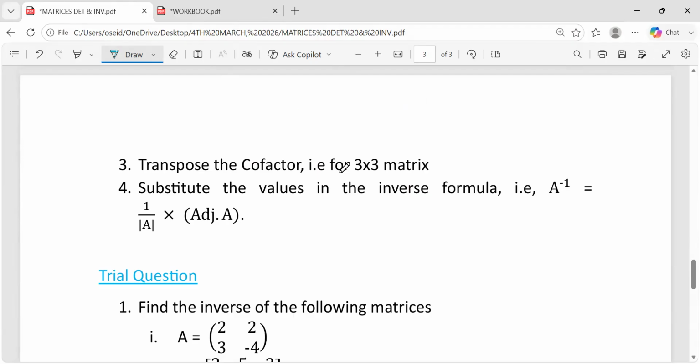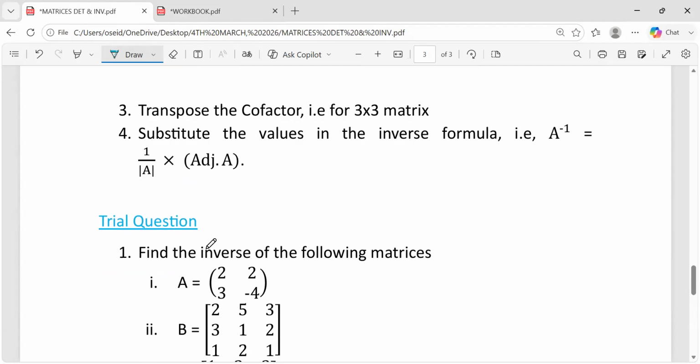Then the last point, we substitute the values in the inverse formula. And that is, inverse equals 1 over det A times the adjoint, or the transpose of the cofactor.